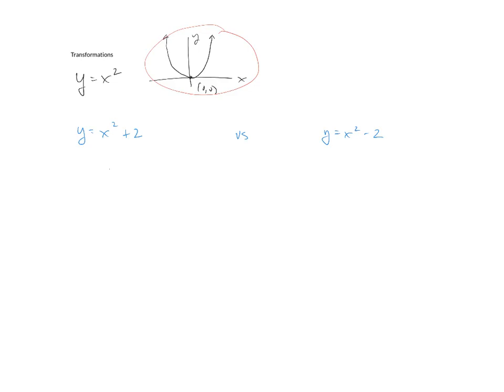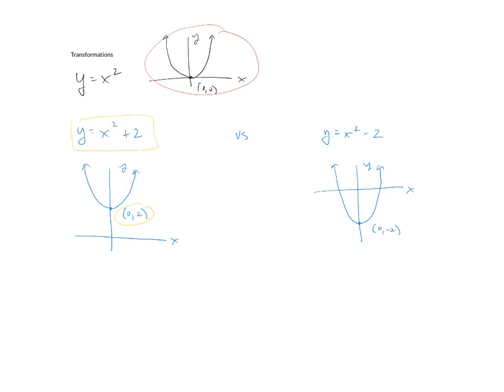Now, in this case, the plus 2 means probably what you would expect: it goes up 2 units, leaving us with our point at 0, 2. And the minus 2 on the outside takes the original function and moves it 2 units down, leaving us with our point at 0, negative 2. And as always, you can take these points and plug them into the original and they should work. I would always encourage that, especially when multiple transformations are involved.